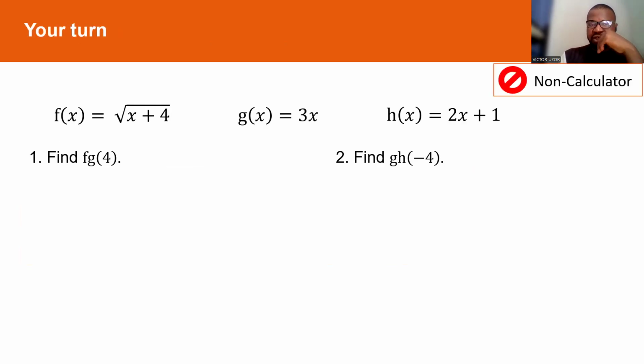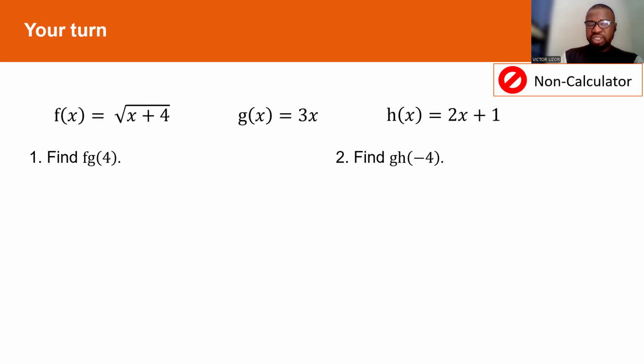You get it? Now look at this one, it's a little bit complex. I say f of x is the square root of x plus 4. So they are now asking you to find fg of 4. That means you put 4 in g, and when you put 4 in g, it's going to give you 12.